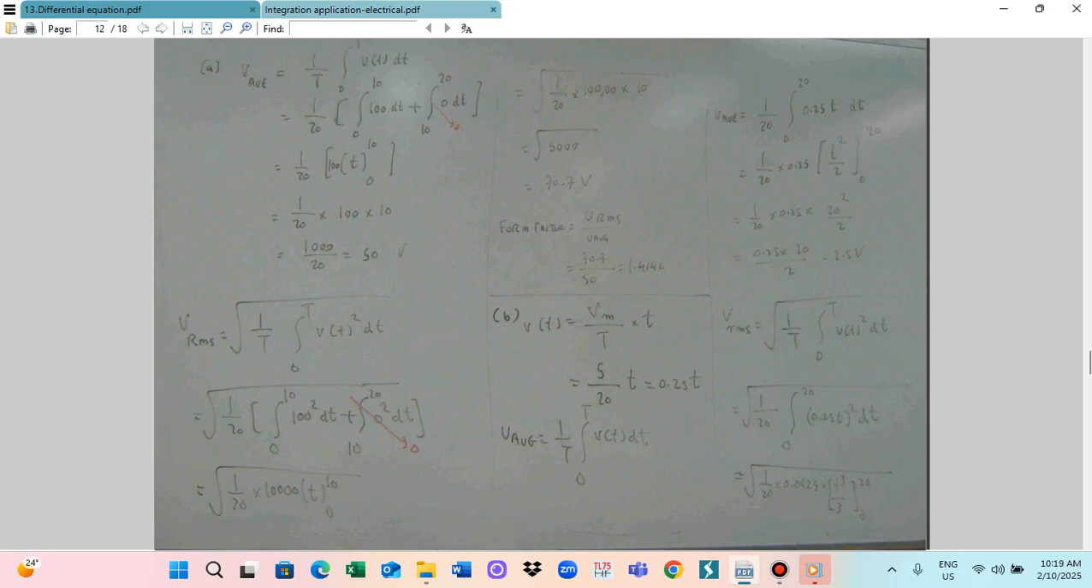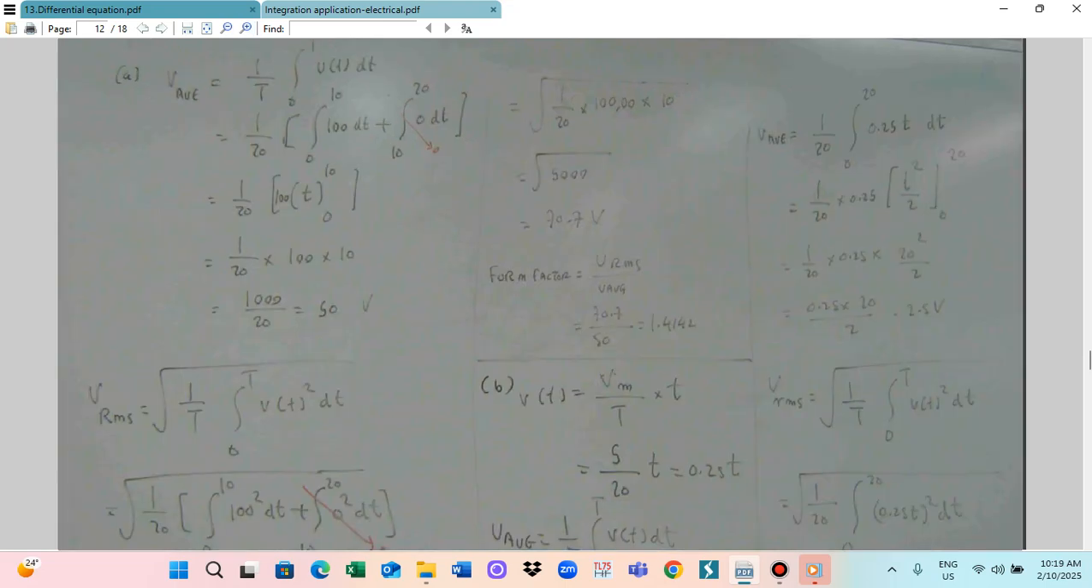Then we can also calculate the form factor. The form factor is V RMS divided by V average. V RMS is 70.7, V average is 50, so this is 1.4142. So the form factor is 1.4142 for the first problem.